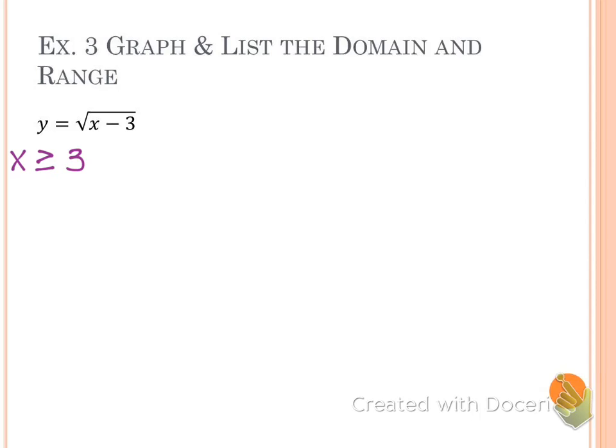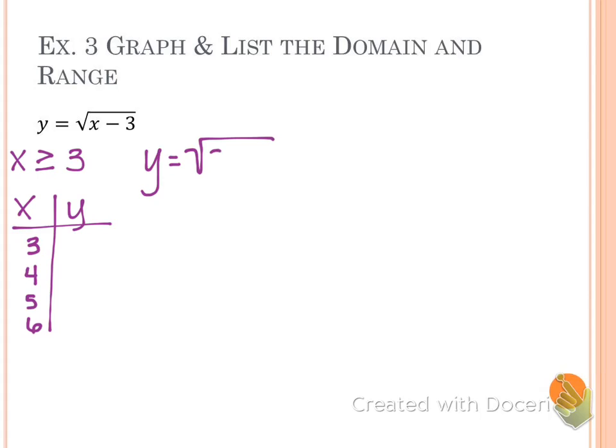So now on my x and y chart, what number am I going to start with? 3. And I'm going to list 4 values. So 3, 4, 5, 6, because I know x has got to be greater than 3. Okay, now I just plug it in and solve for y. Now this problem is a little bit different because everything is underneath the radical. So 3 minus 3 is 0. The square root of 0 is 0. Then I do the square root of 4 minus 3. 4 minus 3 is the square root of 1, which is 1.